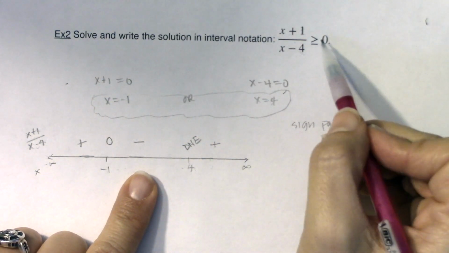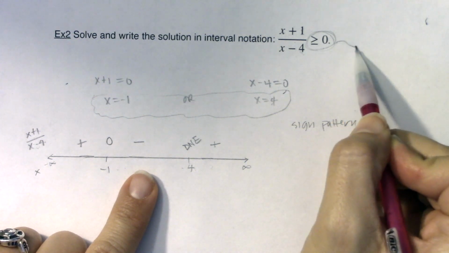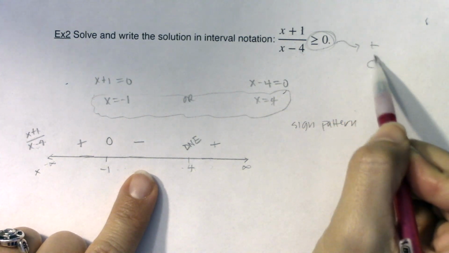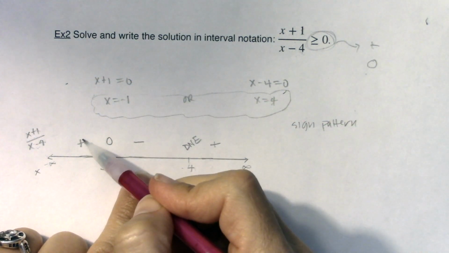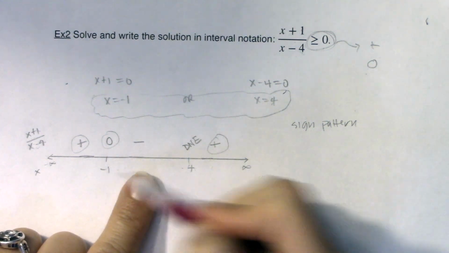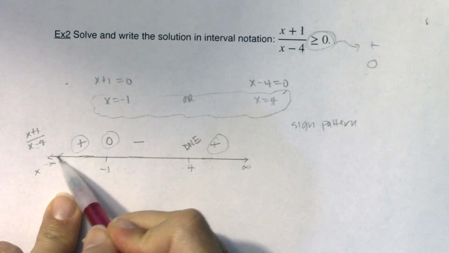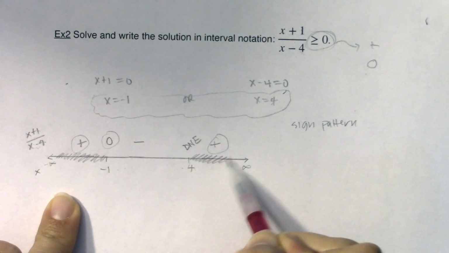So now when I go back to my original inequality, it's saying where are things greater than or equal to 0. So I want to collect where are the plus signs and the zeros. So I got a plus, a 0, and a plus. So I want to write up those x values. So I want this left interval, and I want this right interval.